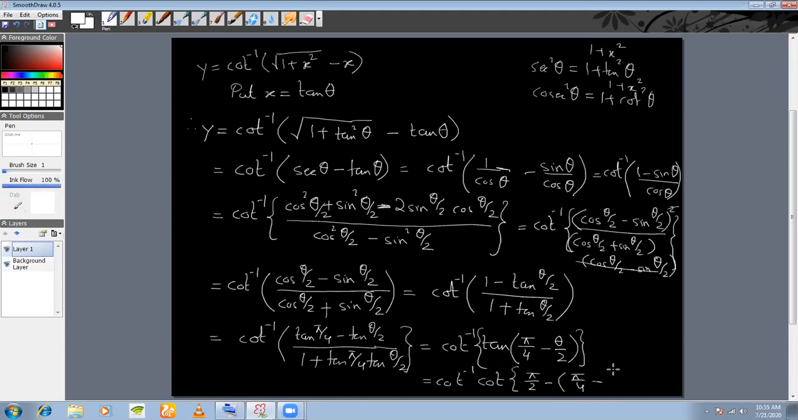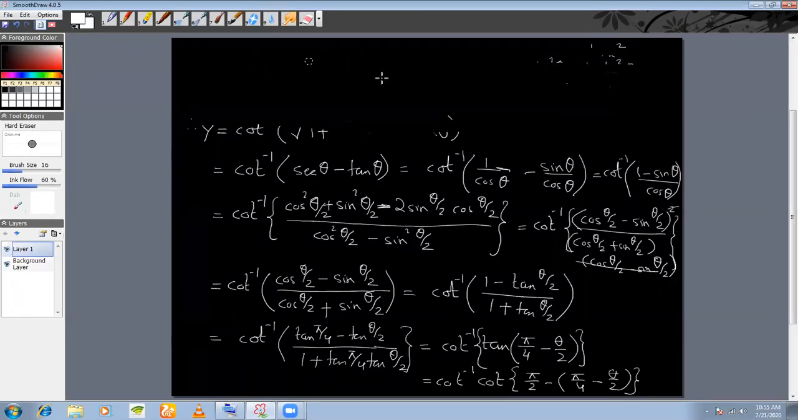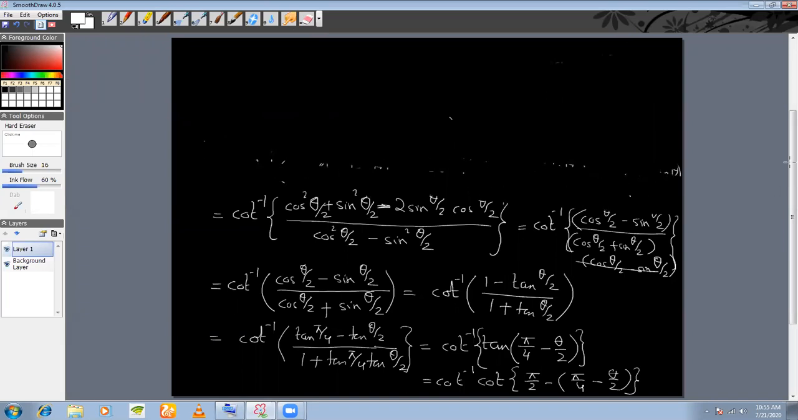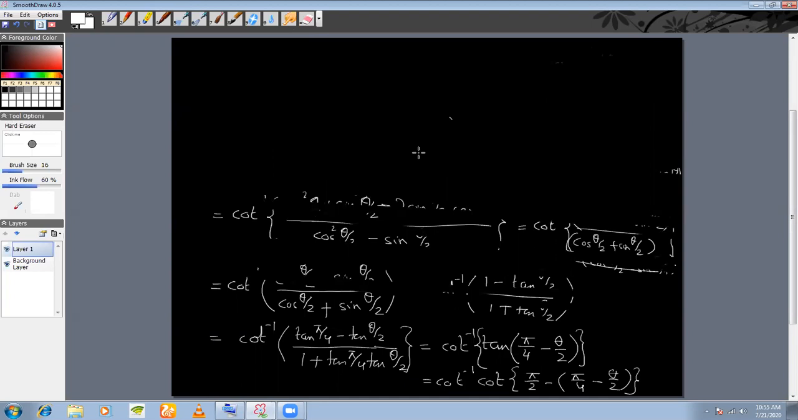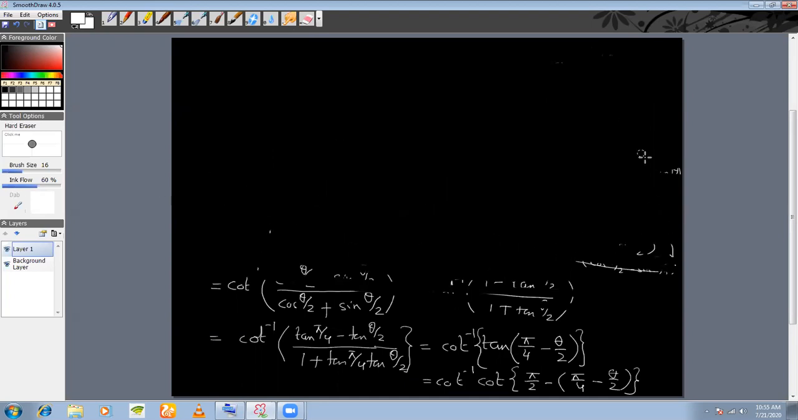This is minus theta by 2. So that now you're left with y is equal to pi by 2 minus theta by 2, minus pi by 4 plus theta by 2. Pi by 2 minus pi by 4 is simply pi by 4, taking the LCM of these two.